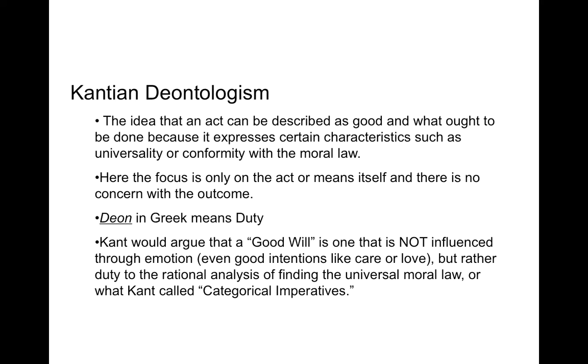The principal philosopher we're going to look at in deontological theory is Kant, Immanuel Kant. And what Kant said is that an idea or an act must be described as good if it expresses certain characteristics, such as universality and conformity to moral law. Deon in Greek means duty. But Kant would note that sometimes we can have duties to unjust laws, or we could follow authority figures that are immoral. So what he said is that we need to focus on goodwill.